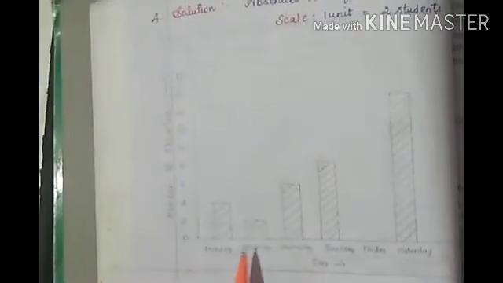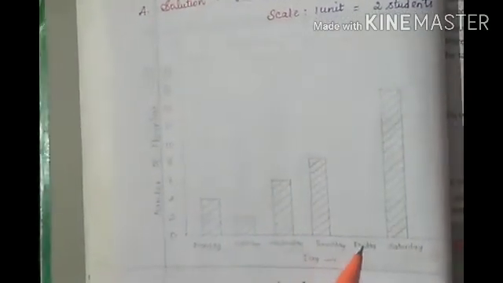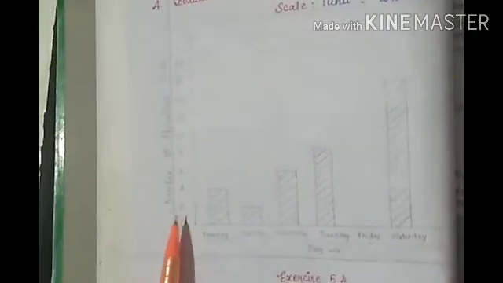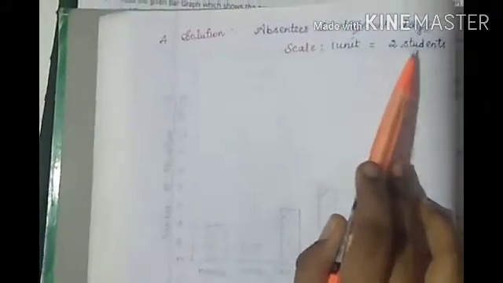On the horizontal side you can write the days, and on the vertical side we can write the number of absentees. What are the days we have? Monday, Tuesday, Wednesday, Thursday, Friday, Saturday. You can write this. And for the vertical side you will have the number of absentees. We have taken 1 unit equal to 2 students, right?